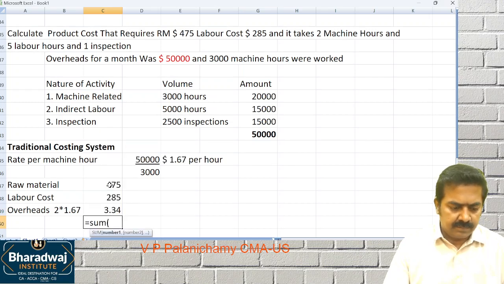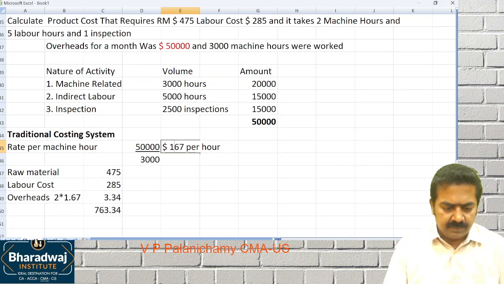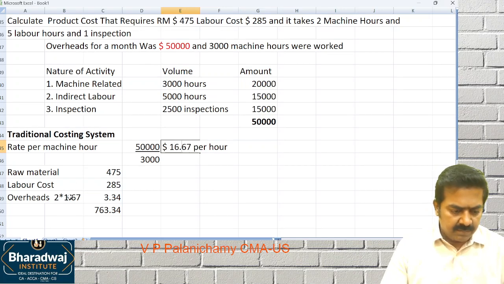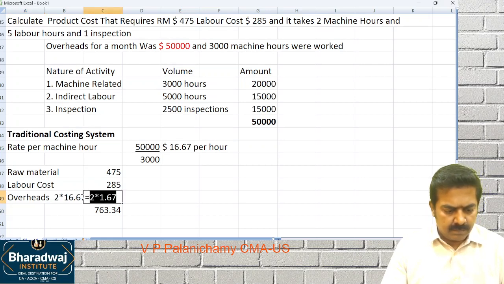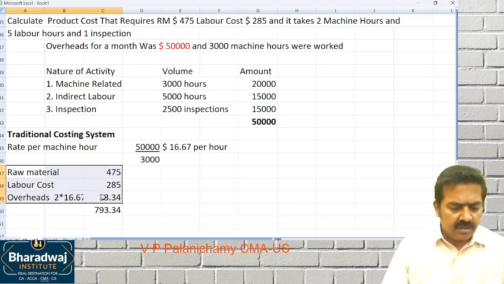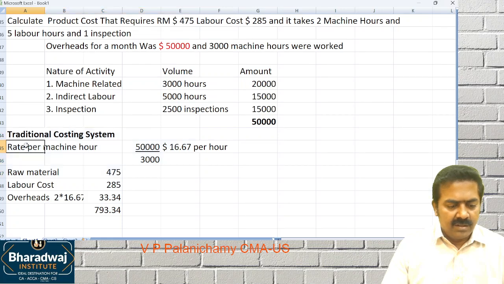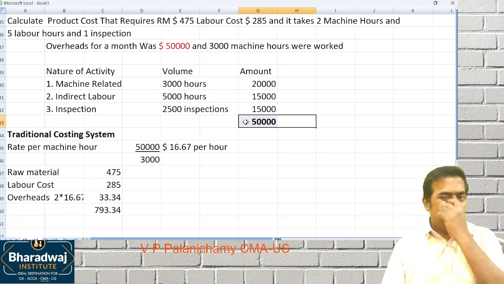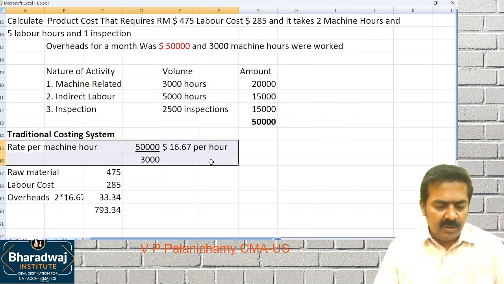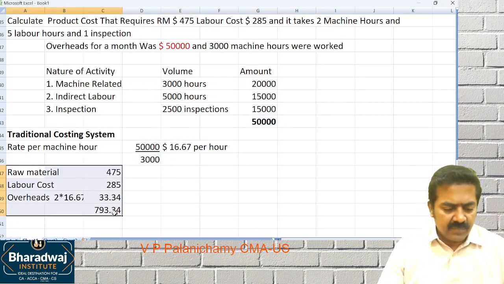That's it. Sorry, it's not 1.67, it's 16.67. This is your traditional costing system. We are absorbing all the overheads, the total overheads, using a time-based allocation. We worked out rate per machine hour. Based on that, we absorb the cost to the customer.